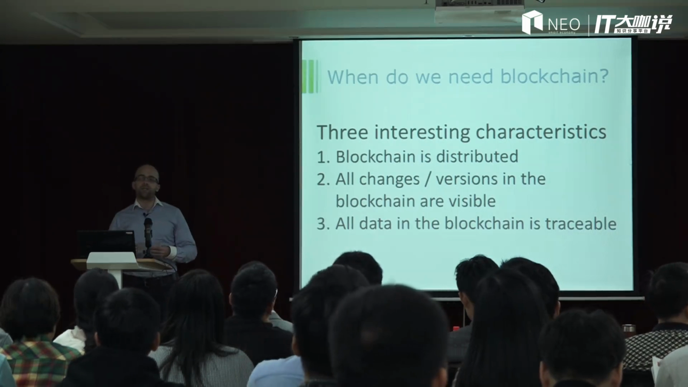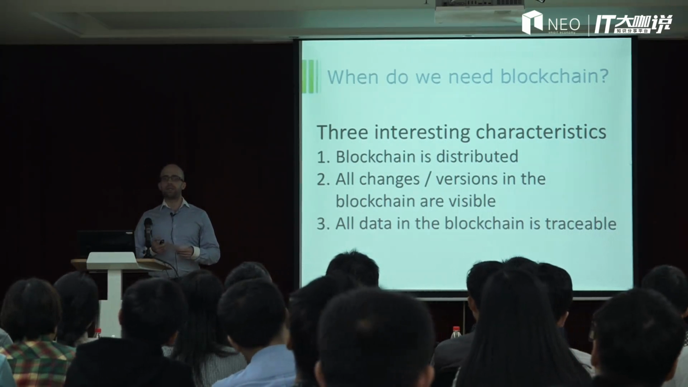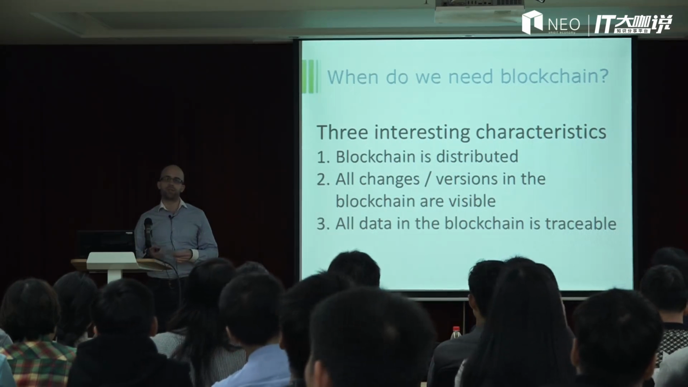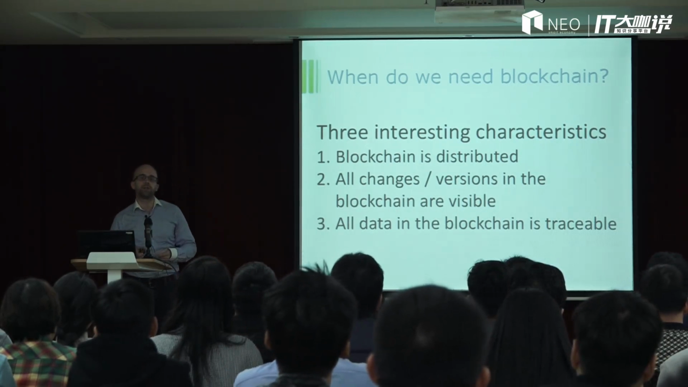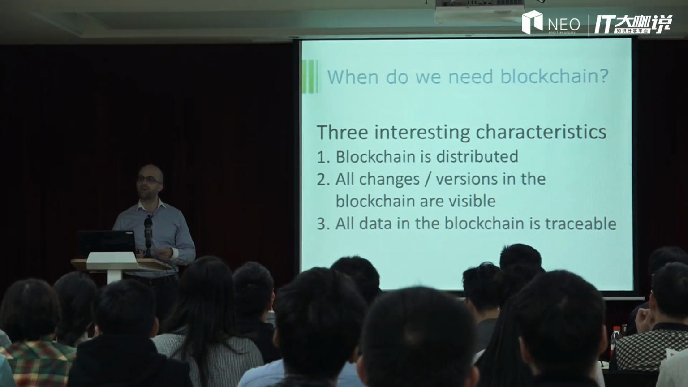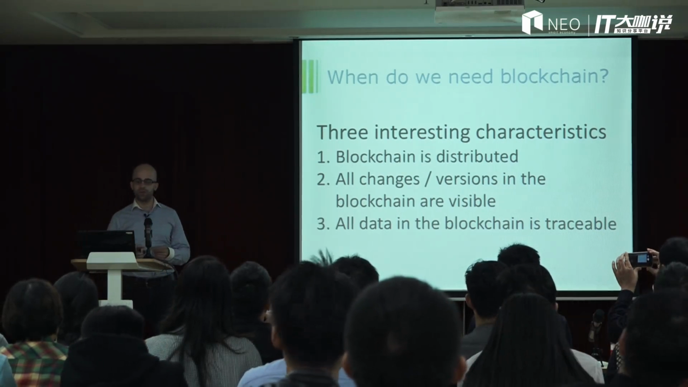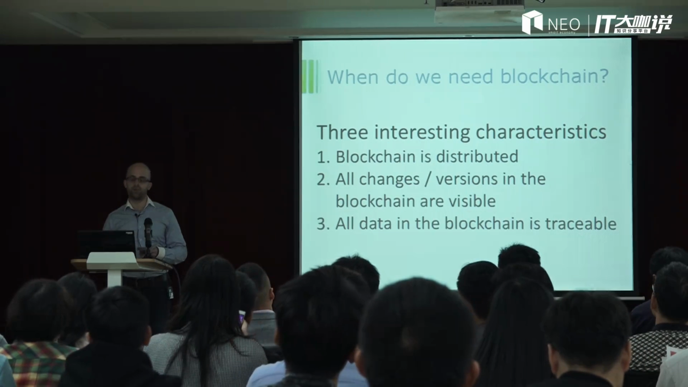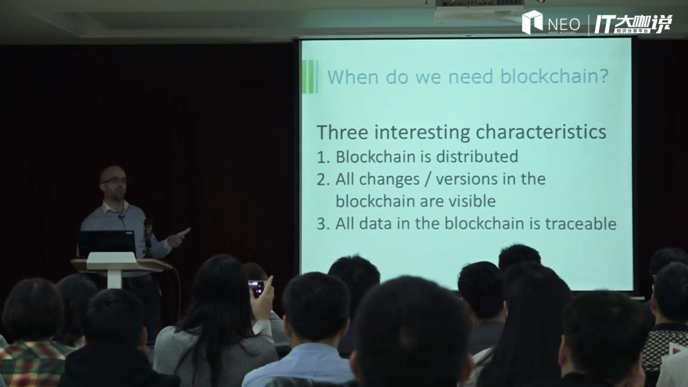So I have my background in SaaS, software as a service. In SaaS you are providing a software service usually through a company and a centralized service. And when looking at it from a SaaS perspective, there are especially three characteristics in blockchain that are quite interesting. It's these three: that blockchain is distributed, all changes and the versions in the blockchain are visible to everyone, and everything is traceable in the blockchain. And I will explain more about these three.